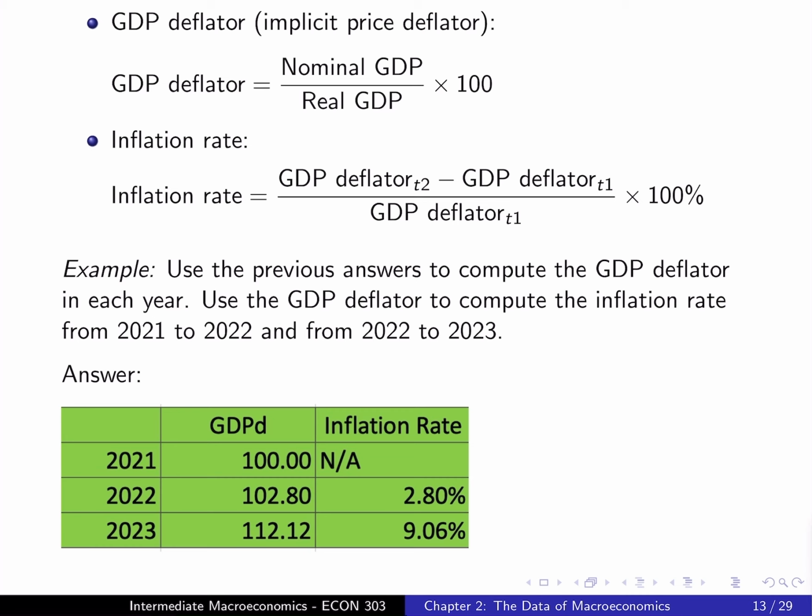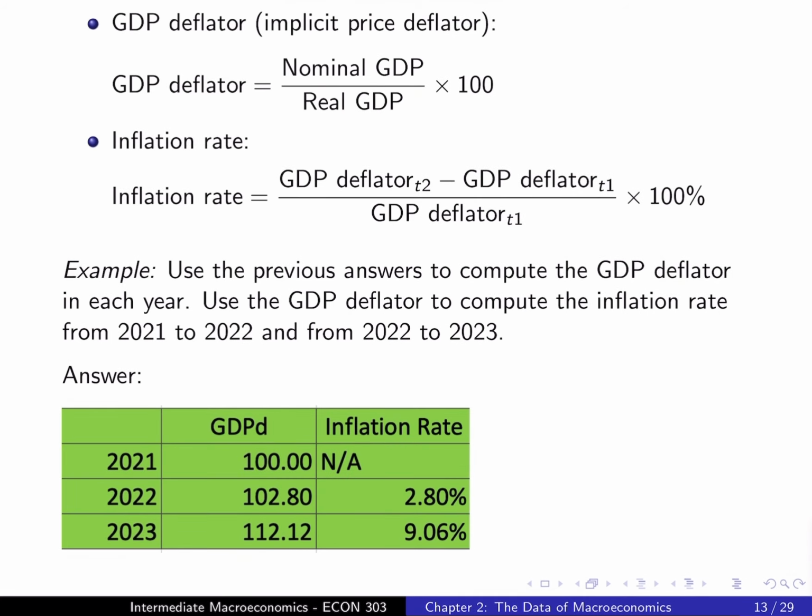Now let's talk about how we measure changes in the overall price level using the GDP deflator and how we track inflation from one year to the next. What is the GDP deflator? The GDP deflator, also known as the implicit price deflator, measures the overall level of prices for all final goods and services included in GDP. It is calculated as GDP deflator equals nominal GDP divided by real GDP times 100. This ratio tells us how much of the change in nominal GDP is due to changes in prices rather than changes in real output.